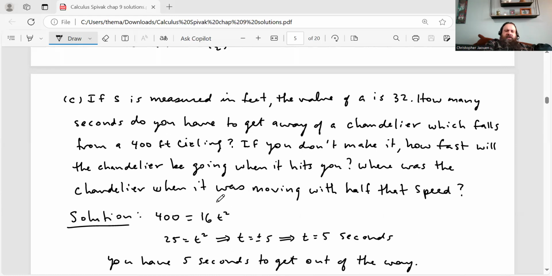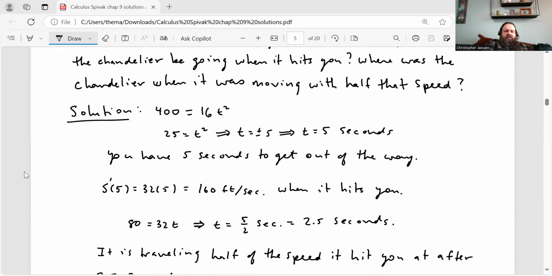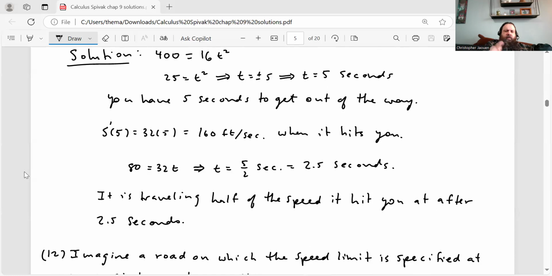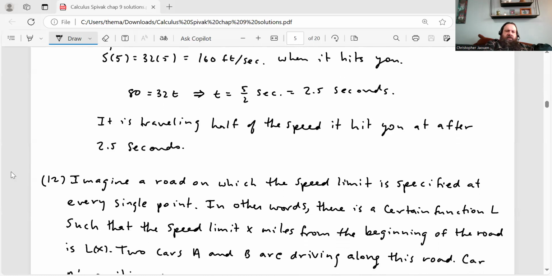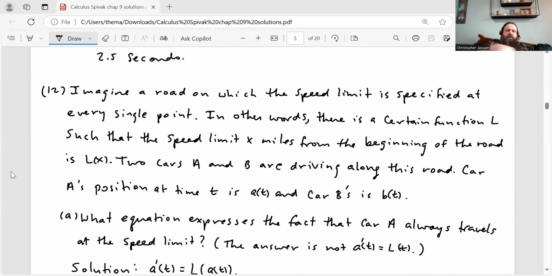Maybe this one is relatively straightforward. It's just plugging in numbers into formulas and solving equations. So maybe I'll just skip going over this one in the video. You can pause your screen if you want to look at the solution here, but there's nothing particularly interesting about that one. So let me skip that and go to question 12.